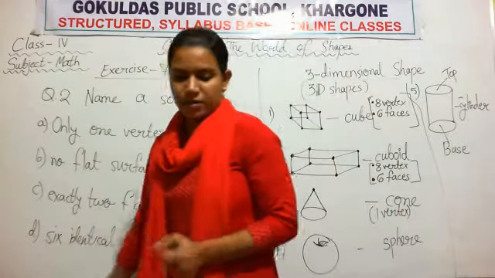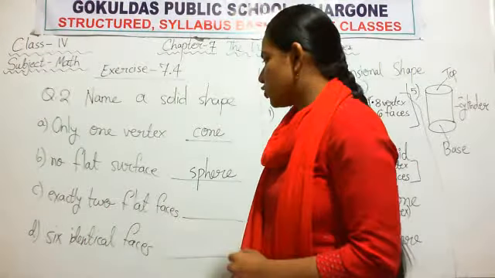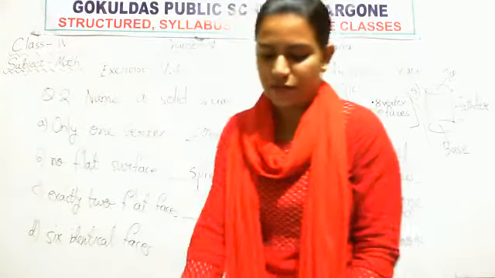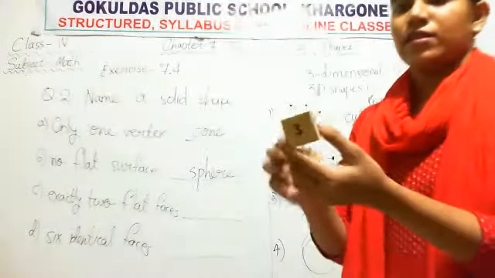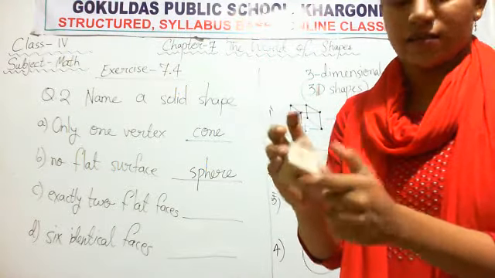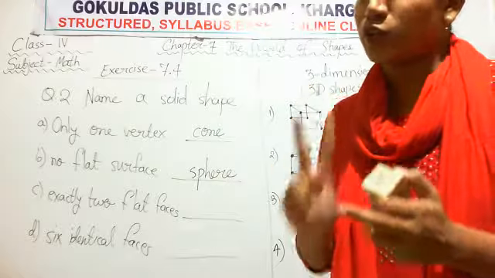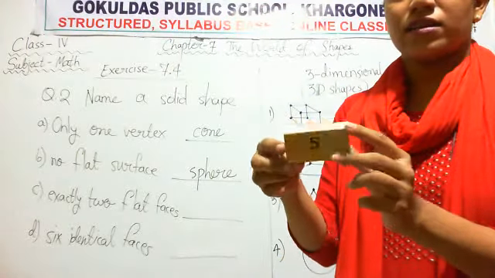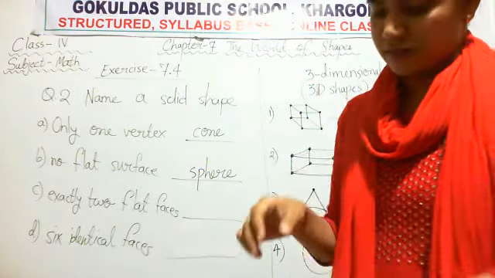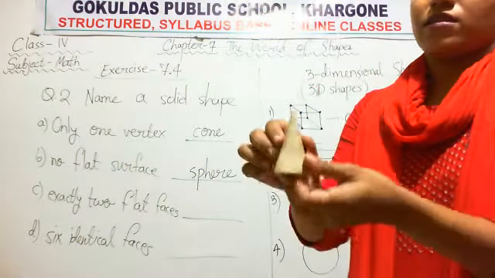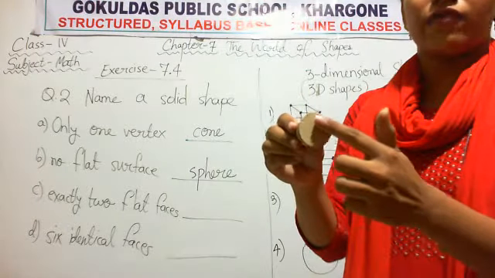Now next, read: exactly two flat surfaces. Which shape has exactly two flat surfaces? C, cube. Cube has 6 flat surfaces, but the question is exactly two flat surfaces. Cuboid has 6 flat surfaces, but our question is only two flat surfaces. Cone has only one flat surface.